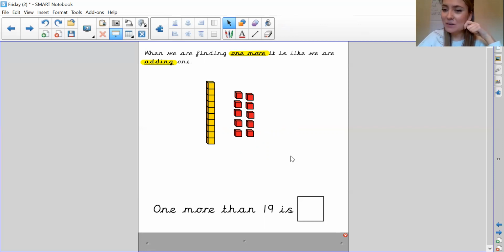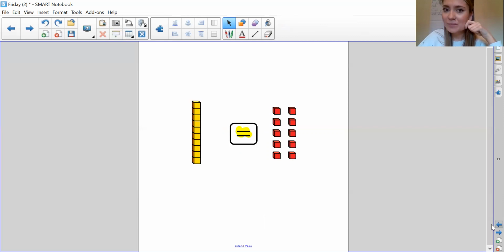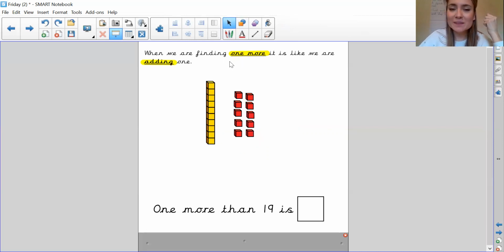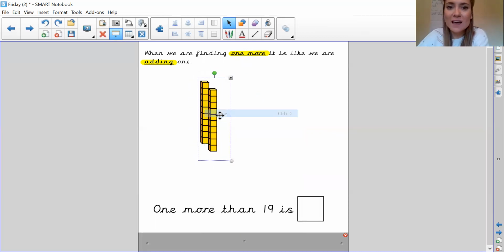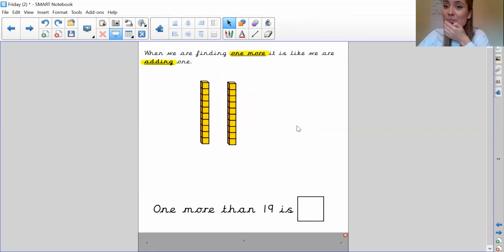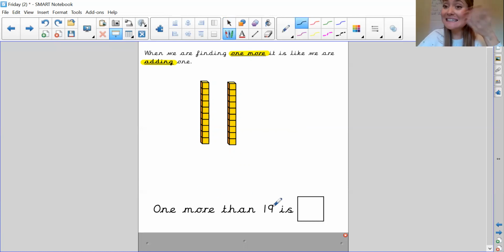Do you remember what we said on the slide before? 10 ones is the same as 1 10. So I can swap these. Look, I can swap my 10 ones for a 10. What number have I made there? 10, 20. One more than 19 is 20.